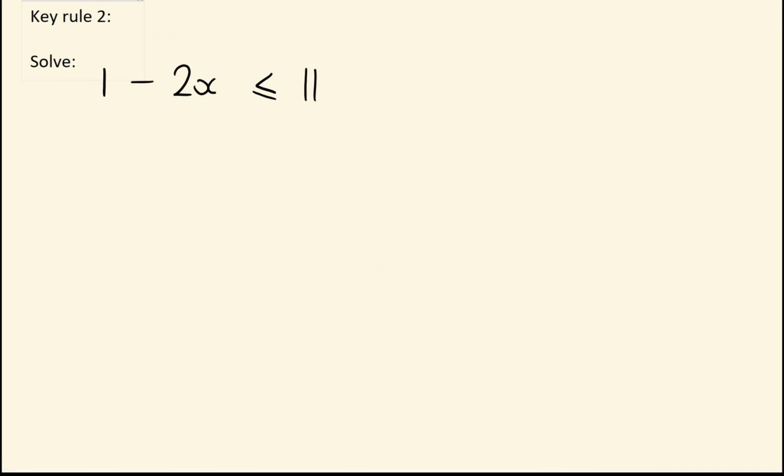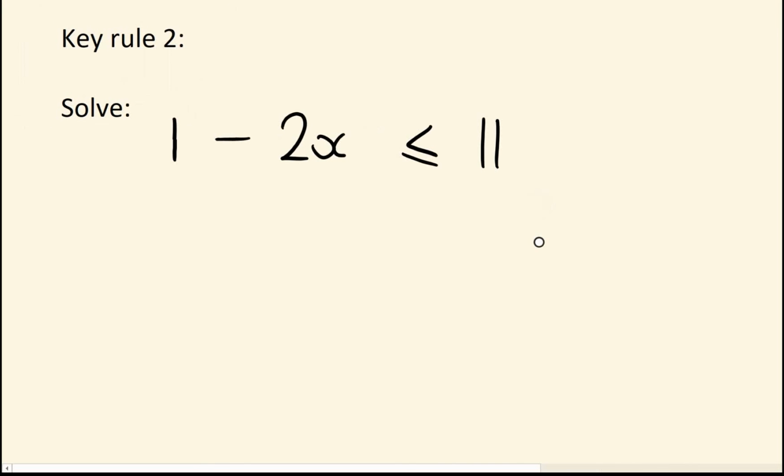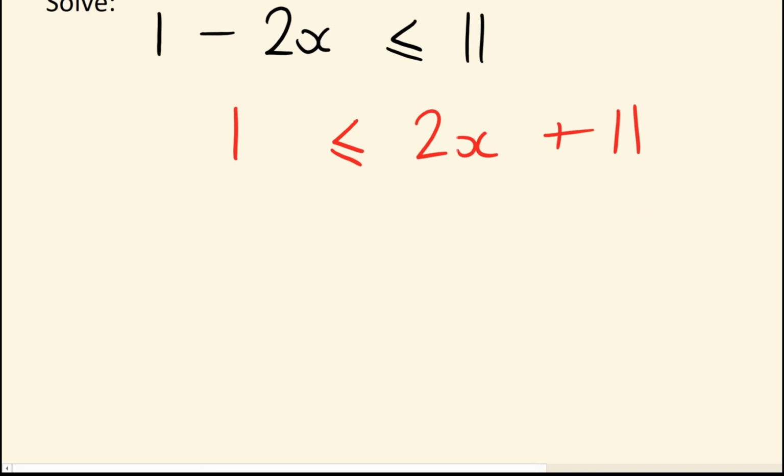Okay, second key rule. If you want to solve this kind of equation, we have done this in a video, the easiest way to do it is first just move this term across to the right hand side. So we're going to do that. We're going to say 1 is less than or equal to 2x plus 11. Again, it's always nice to have the x's at the front here. Then we're going to solve this as normal.